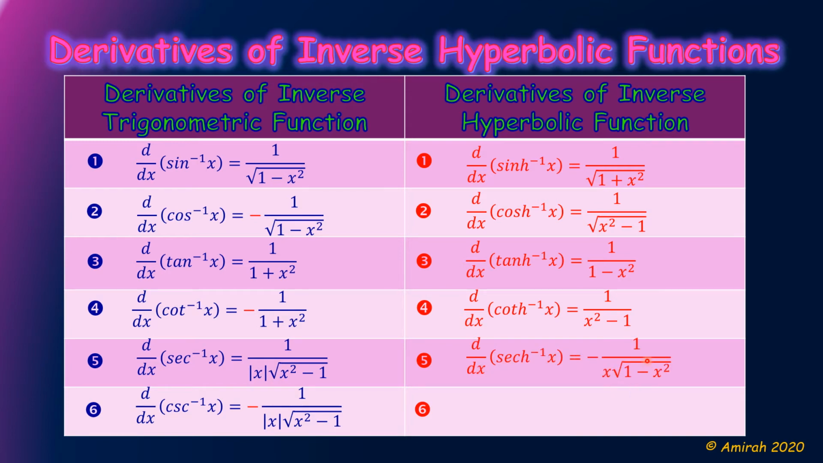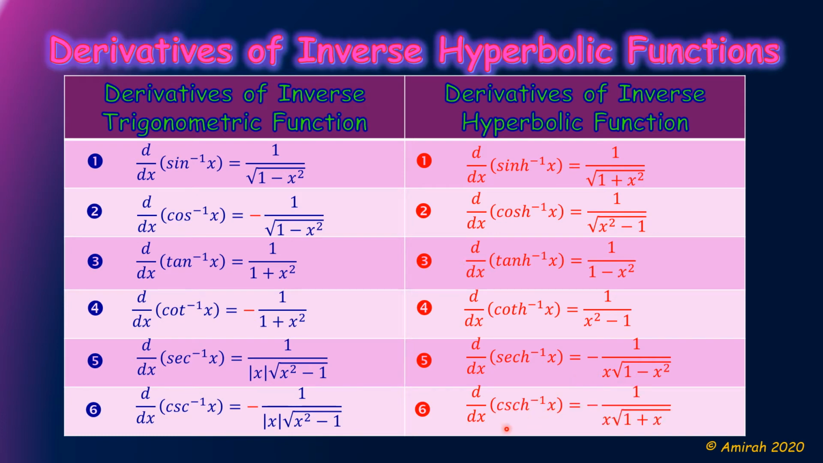It equals negative 1 over x times the square root of 1 minus x squared. It is similar to the formula for the derivative of inverse sec, but in the derivative of inverse sec x, x squared comes first inside the square root symbol. And we have a negative sign here.